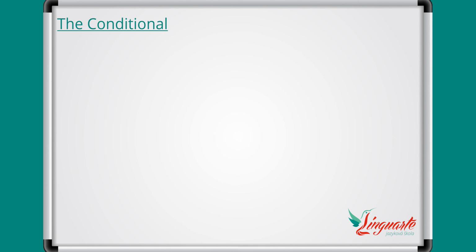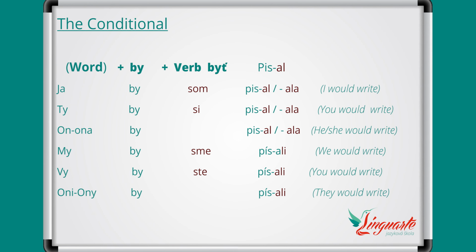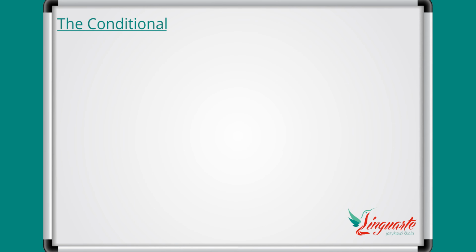It's important to notice that if we have one word before the verb, then the position of the particle and the verb to be is placed before the verb. Thus, ja by som písal, ty by si písal, ona, on by písal, my by sme písali, vy by ste písali, oni by písali. This same rule applies with other regular or irregular verbs.